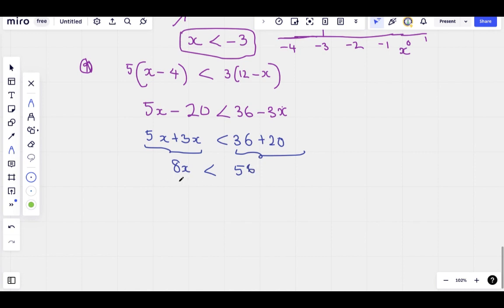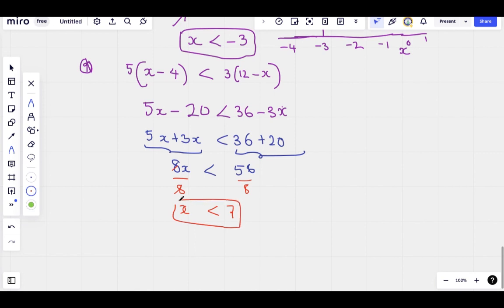Then the next is to divide both sides by 8 so that we can find x. So I divide here by 8, divide here by 8. So 8 cancels 8, we have x left on the left. It's less than 56 divided by 8, which is 7, right? So x is less than 7.